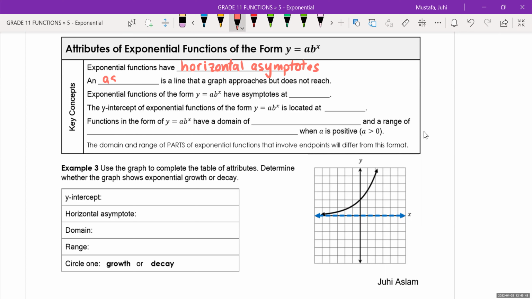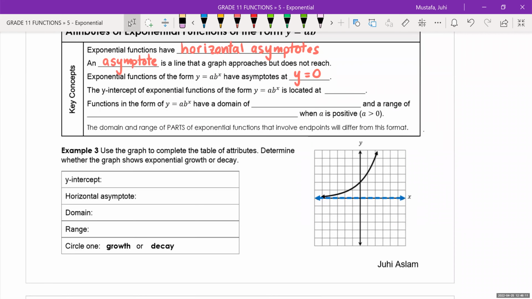Just as a review, an asymptote is a line that a graph approaches but does not reach. So it's a line that a curve gets very, very close to but never touches or crosses. Exponential functions of the form y is equal to a times b to the power of x have an asymptote at y is equal to 0. And if you take a look at the diagram over here, you can see there's an exponential graph drawn, and the asymptote is drawn with a dashed line. And we would actually say horizontal asymptote at y is equal to 0. Just like we used to label it before, it's the same thing.